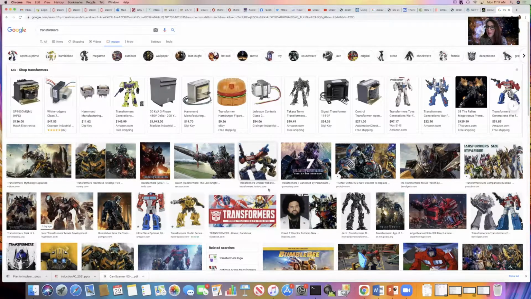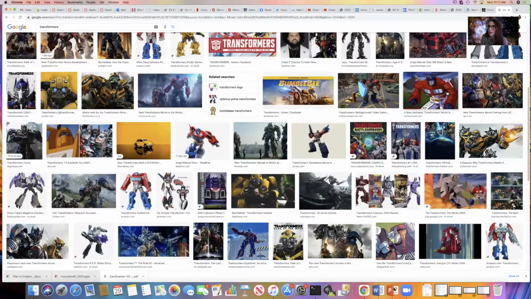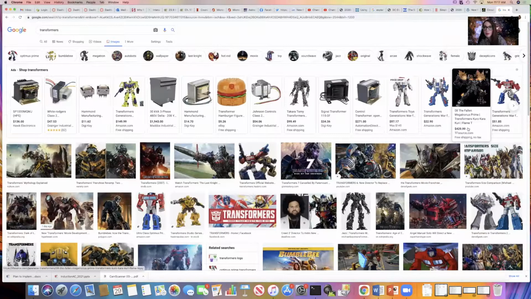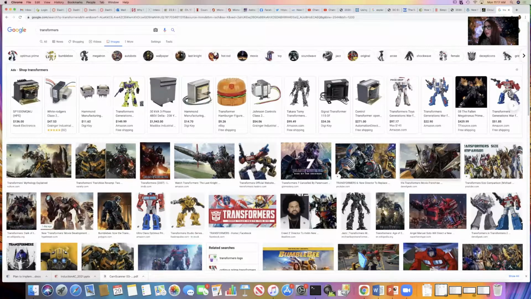we've got our Autobots and our Decepticons. Optimus Prime here. We've got Bumblebee. In any case, I just thought that was interesting that when I Google search for transformers, the first thing that pops up is not an electrical transformer in the image search.